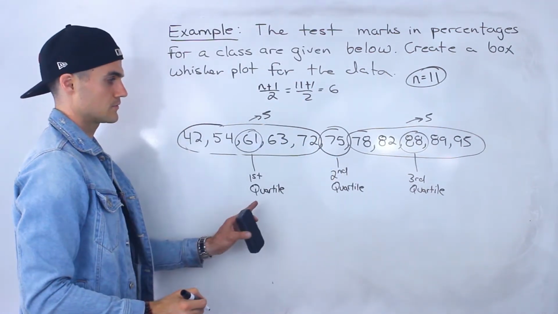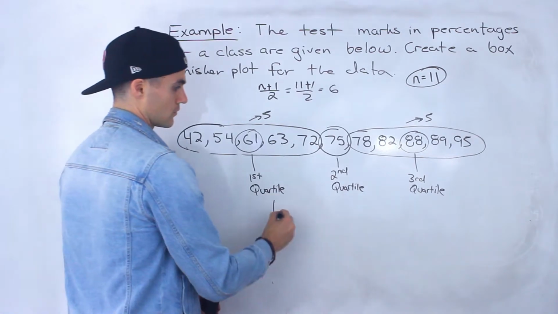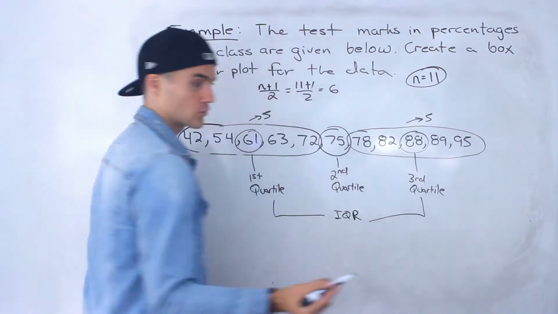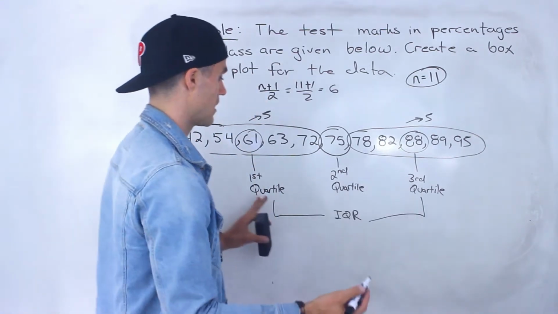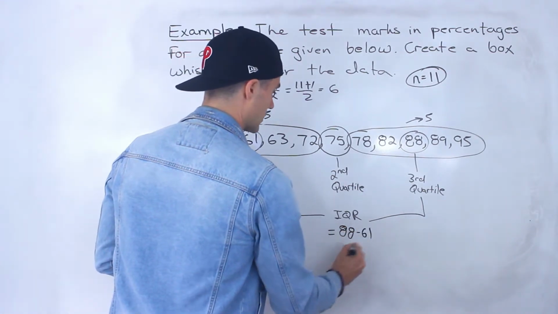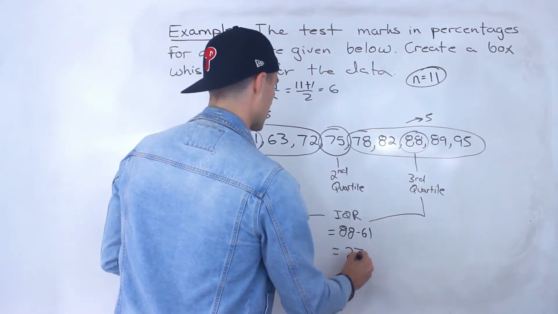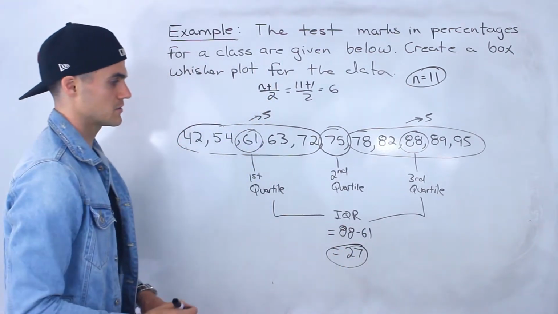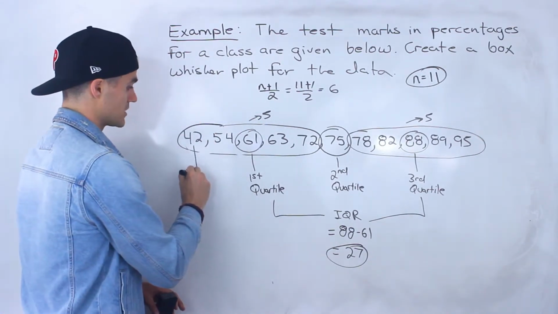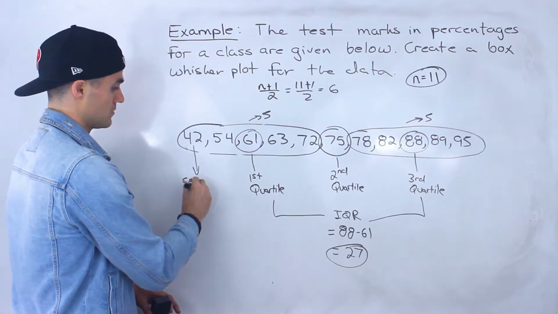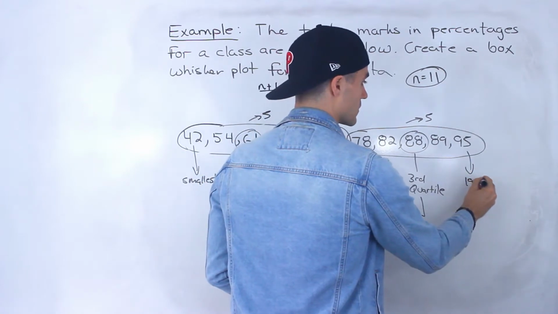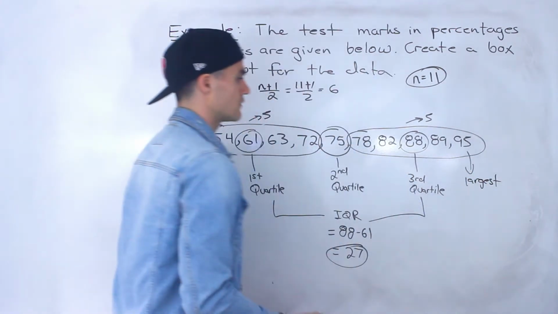All right, so those are the quartiles. Now, they didn't really ask for it, but we can also find the interquartile range, which is the difference between the third quartile and the first quartile. And that's going to be equal to what? 88 minus 61, which is 27. So that's going to be the interquartile range right there. And for the Box-Whisker plot, we also need the smallest observation, which is the 42. And we also need the largest observation, which is going to be the 95.